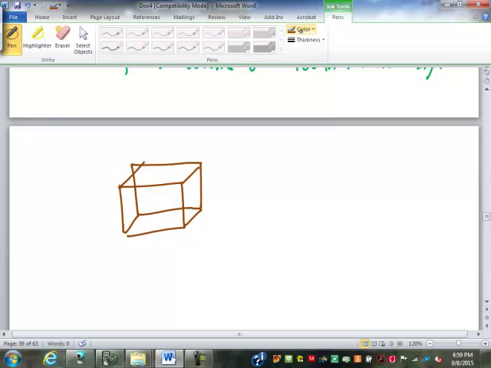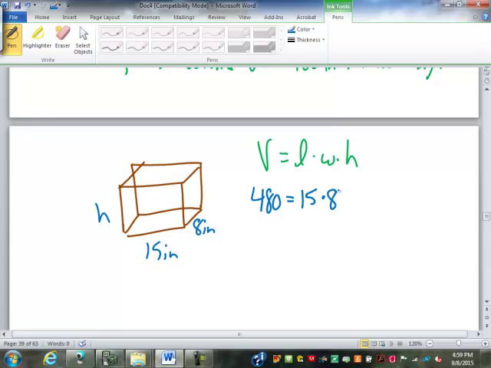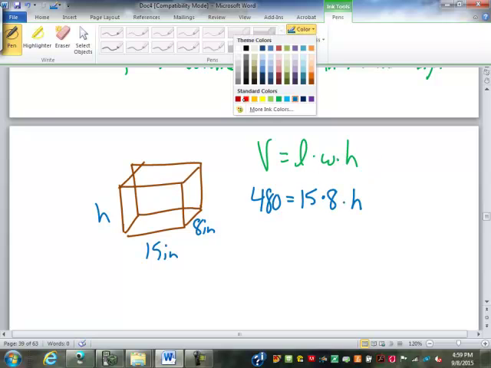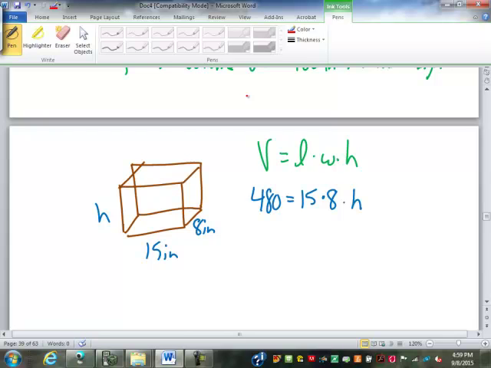So I'm going to draw my picture. Length was 15 inches. Width was 8 inches, and I'm looking for the height. Volume was 480. Length is 15. Width is 8. I'm looking for H. So now here I'm going to combine what I can combine. 15 times 8 is 120.